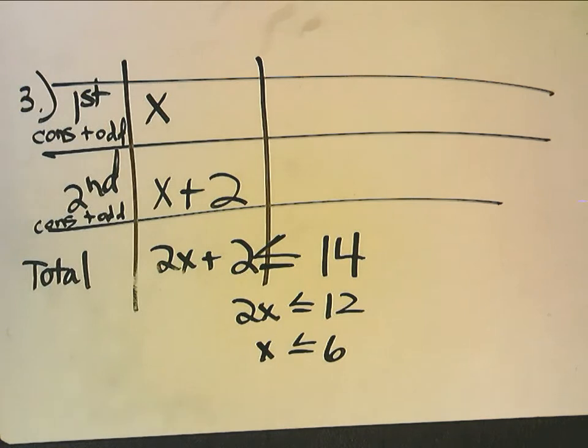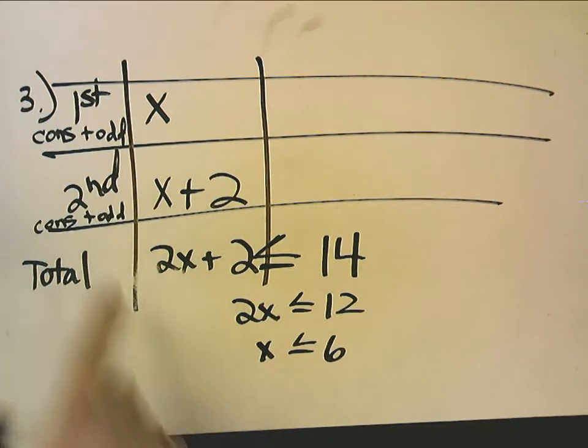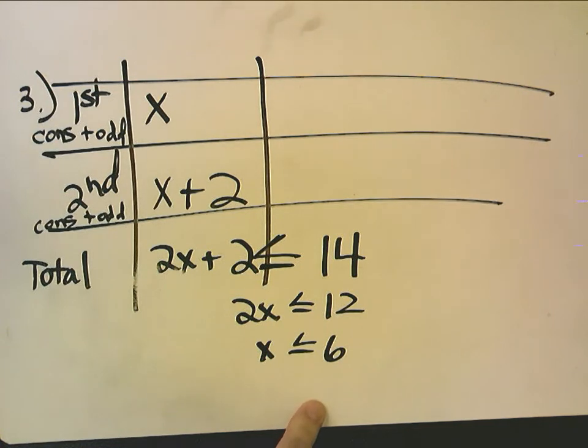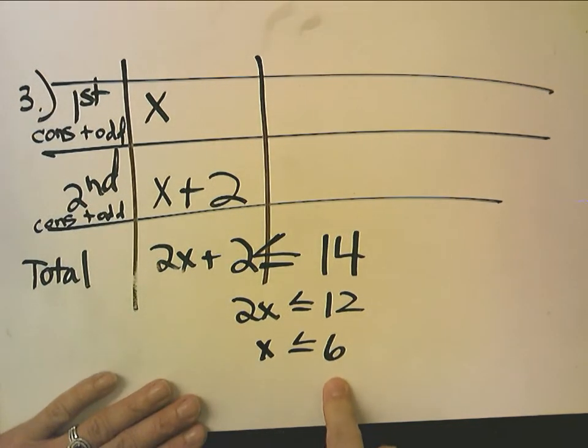And I go, that doesn't seem right because it's looking for odd. So maybe I did something wrong. Oh, but you know what? If it's less than 6 and it has to be odd, I just have to consider the odd numbers that are less than 6 and are still positive.